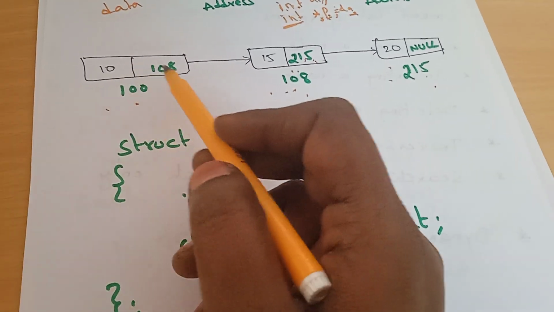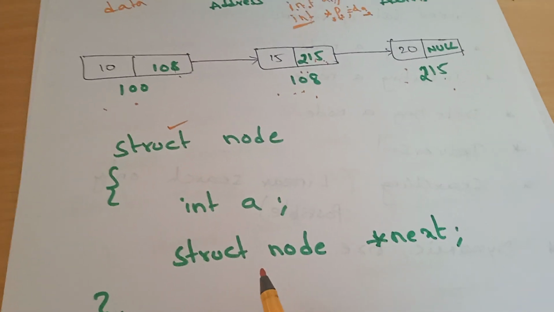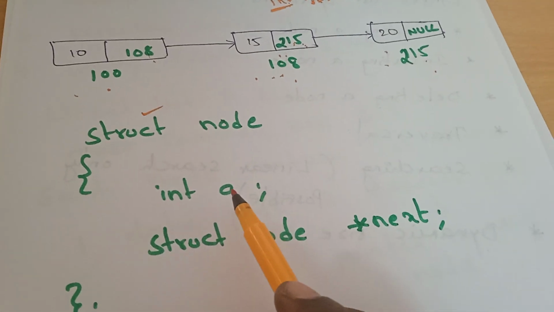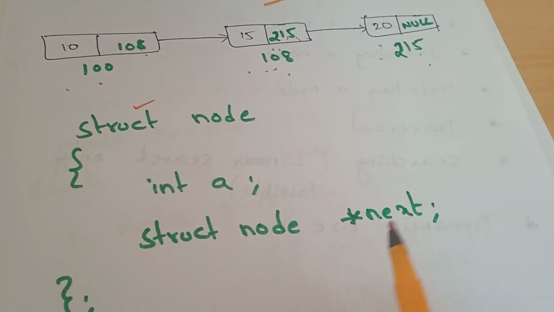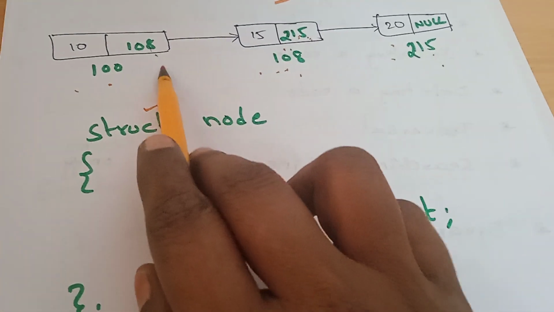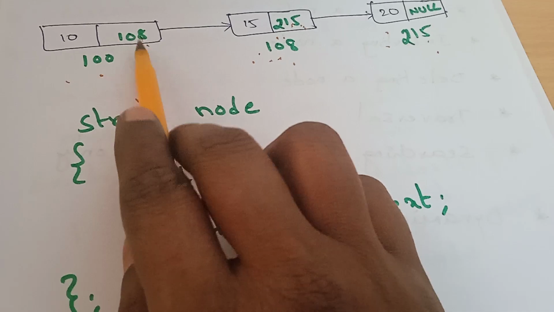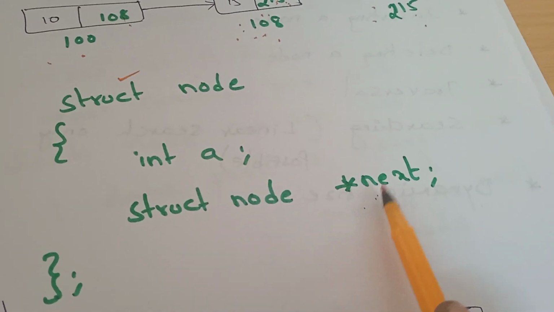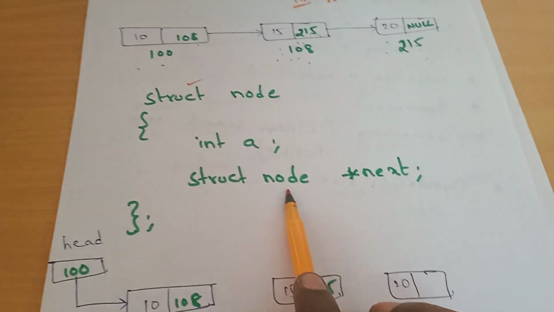When we have different collections, then you have to take a structure. What is a structure? A collection of dissimilar data elements. So one data element is an integer, the other data element is what? An address. Now why have I given struct node? Because it is going to point to one more node. This 108 is pointing to one more node. That's why the data type of this pointer variable is struct node. So this is the syntax.